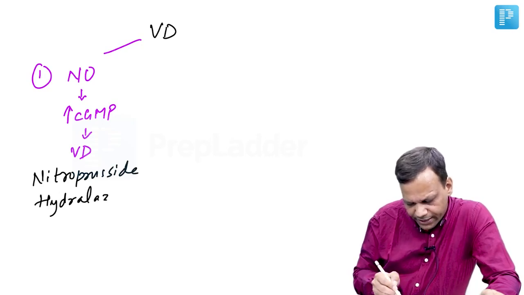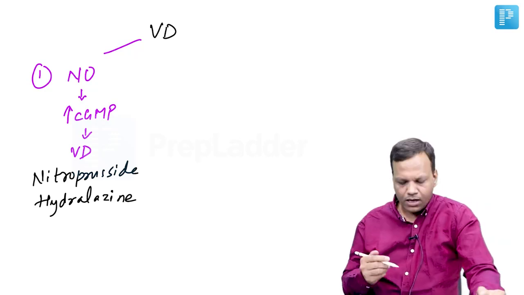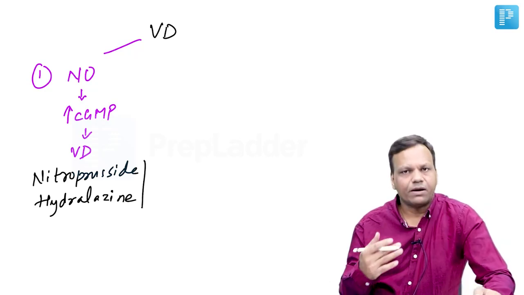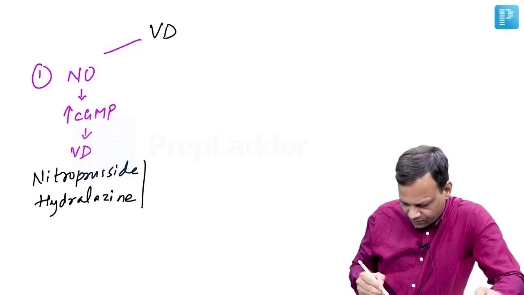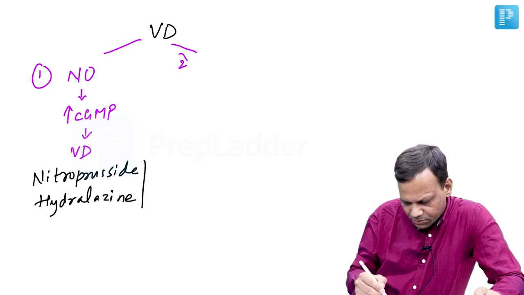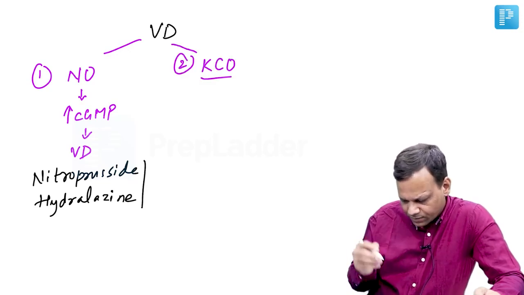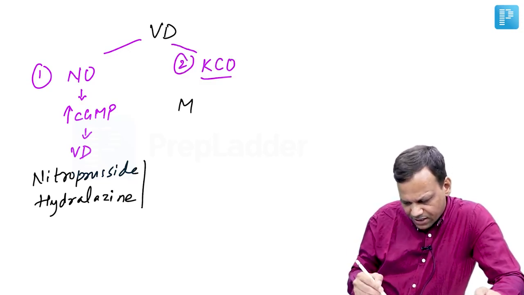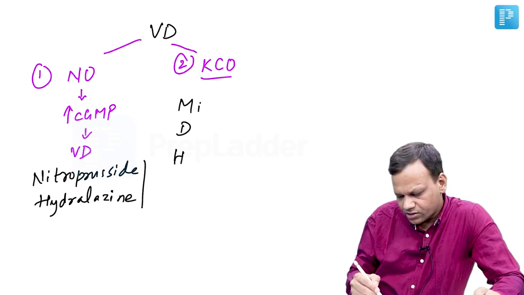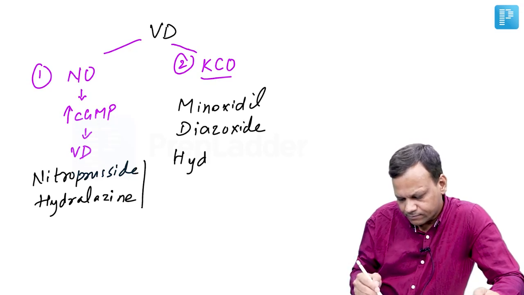They act as a vasodilator by releasing nitric oxide. Now these drugs are used in hypertensive emergencies. Then second, we have the mechanism of opening potassium channels, potassium channel openers. These drugs are remembered as MDH. Drugs include minoxidil, diazoxide, and hydralazine.